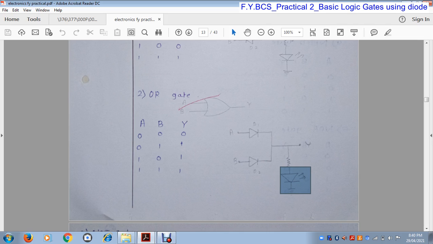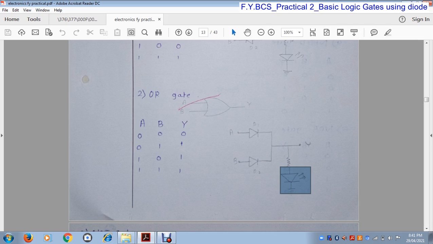Similarly, the condition is 1 0. That means A is 1, B is 0. A is 1 means the anode terminal of D1 is at 5 volt, so current flows through D1. Here B is 0, so the anode of D2 is 0. The current only flows through diode D1. There is no current through D2, because the anode terminal is 0 here.